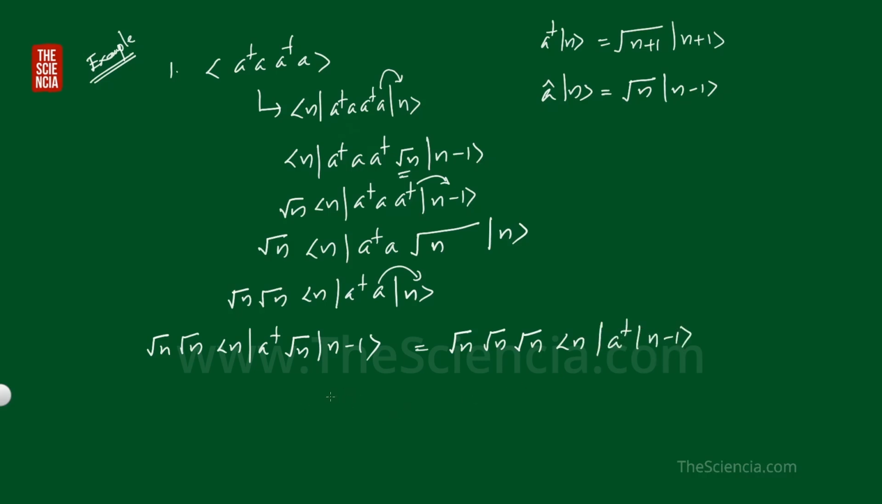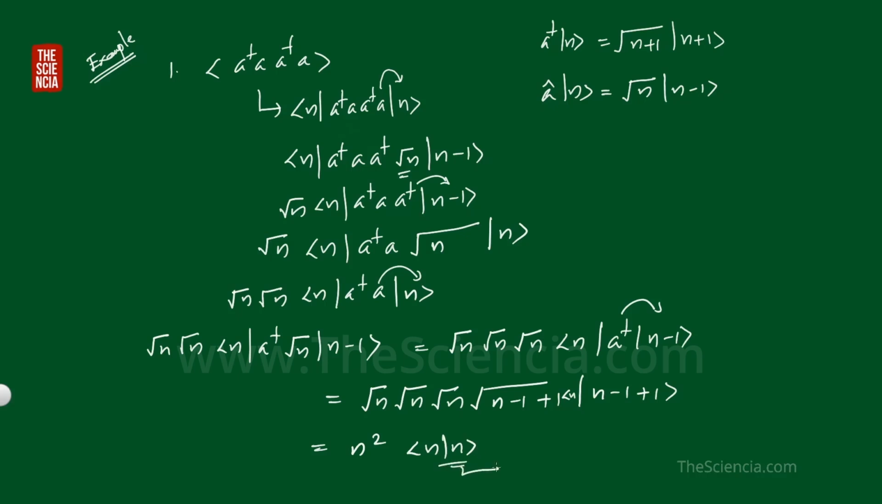So when this a dagger operates on this one, you will get root n, root n, root n, root n minus 1 plus 1, ket n minus 1 plus 1, right? Here there is bra n, I missed it. Okay, so this is equal to n square into bra n ket n. We know this value is equal to 1. So the final answer is equal to n square, right?